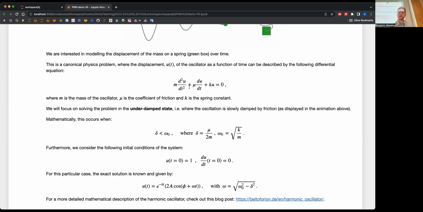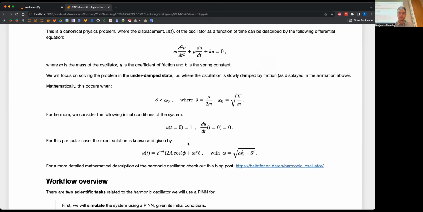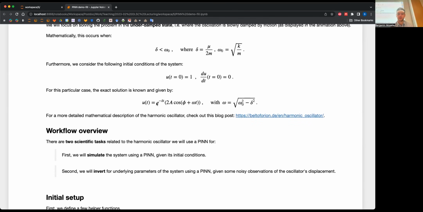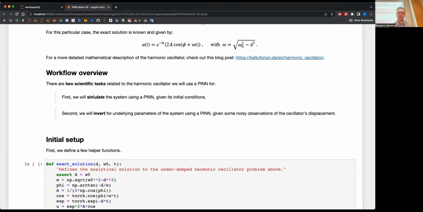This differential equation has an exact solution in this case, and it's very well studied. There's some really cool physics that happens, but there's one particular state that we're interested in, which is the underdamped state. This is where the solution decays slowly over time with an exponential decay and an oscillatory solution within it. The exact solution is given by this expression. If you're interested in the math behind it, definitely have a look at this link. It's really interesting. We're going to first focus on this first task: we're going to simulate the system using the PINN.